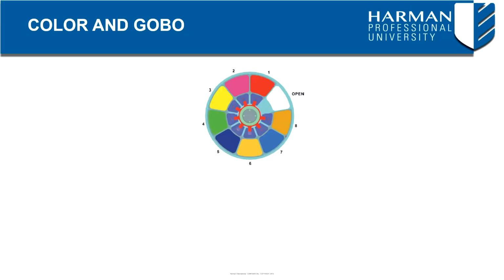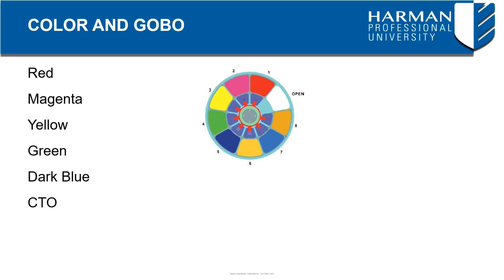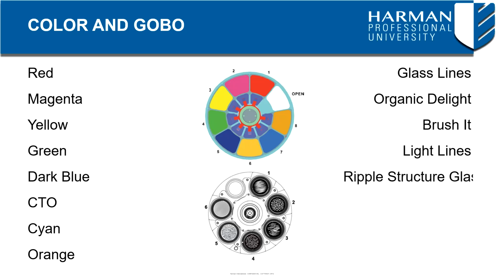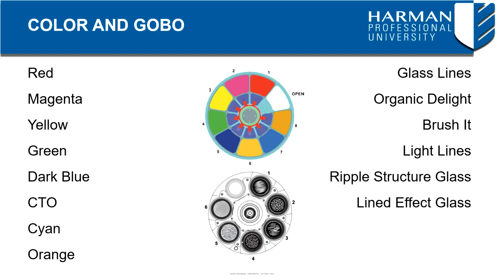With the exterior projection 500, there is a color wheel with 8 interchangeable colors: red, magenta, yellow, green, dark blue, CTO or color temperature orange, cyan, and finally orange. Along with this is an open gobo wheel with 6 rotating gobos: glass lines, organic delight, brush it, light lines, ripple structure glass, and line effects glass, plus open indexing variable rotation gobo, and animation with variable speed and linear animation effects.